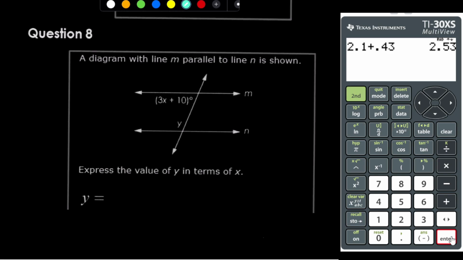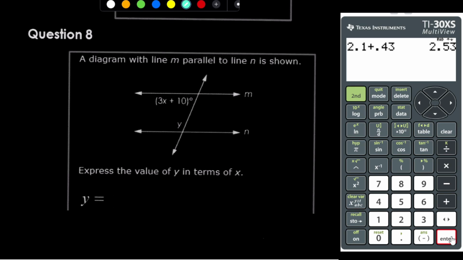Question 8. A diagram with line M parallel to line N is shown. Express the value of y in terms of x. Okay. Ooh, we need to pick it up here. I just looked at how long this is taking. So, express the value of y in terms of x.